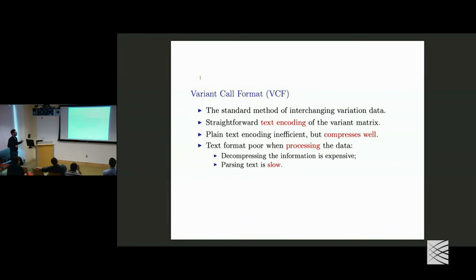I'm going to be talking about the variant call format quite a lot, so I think it's fair to explain what it is, even though everybody already knows this. It's the standard method of interchanging variation data, and it's a straightforward text encoding of the variant matrix. So it's not a particularly efficient way of encoding the data, but it does compress pretty well. But it's quite poor when we want to actually process the data, because we have to decompress it, and then we have to parse it, which takes an awfully long time.